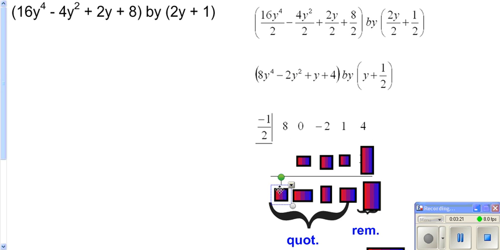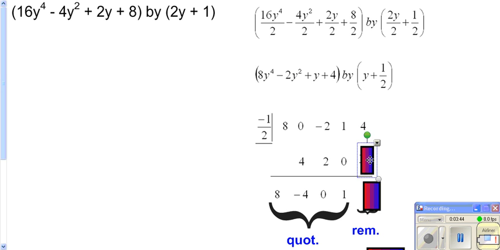Add, multiply. Add, multiply. Add. 0 times this, multiply. That tells me what to put here. Add. 1 times my negative 1/2. Multiply, and now I've got to add these together.